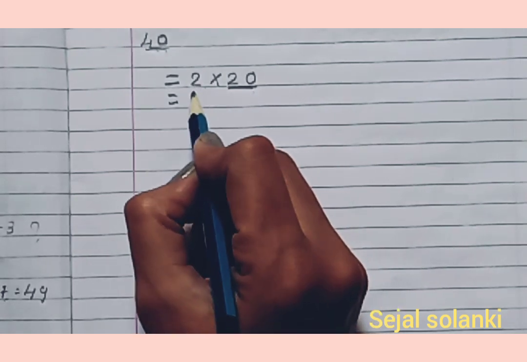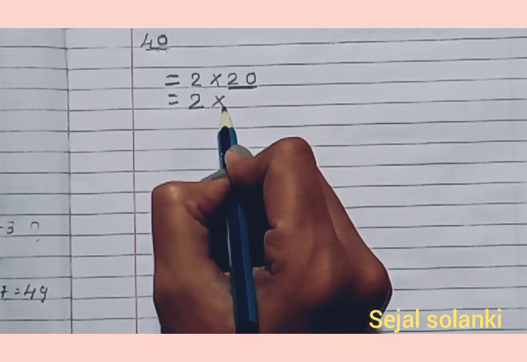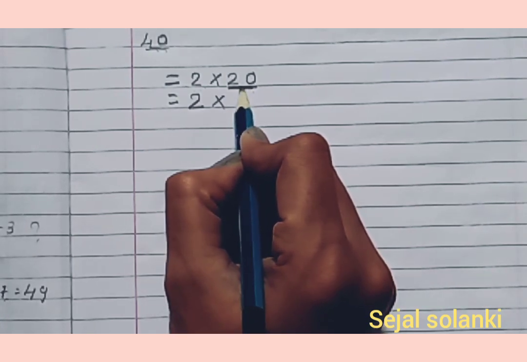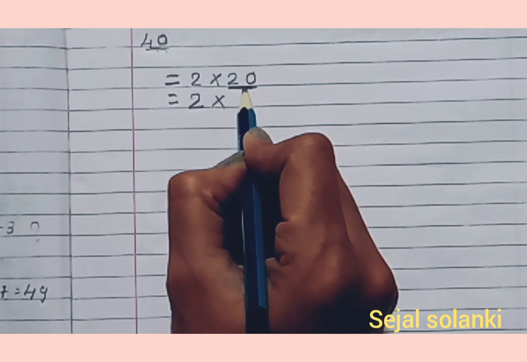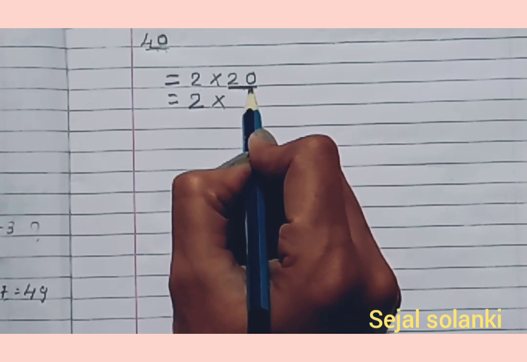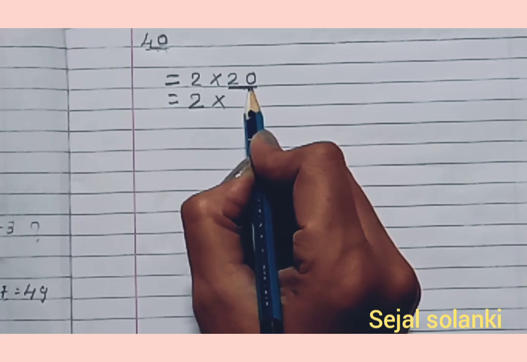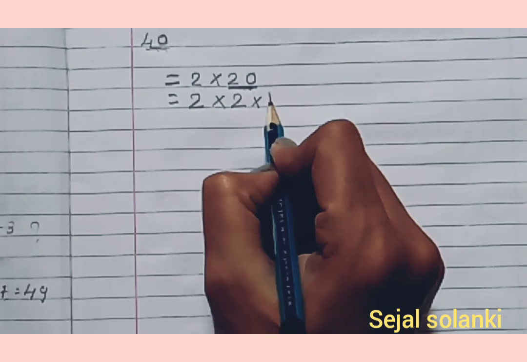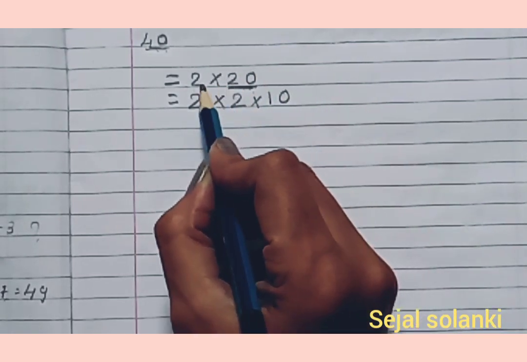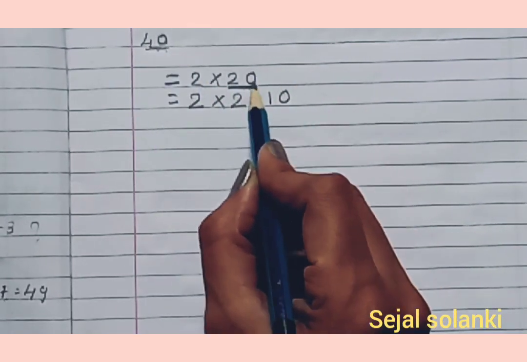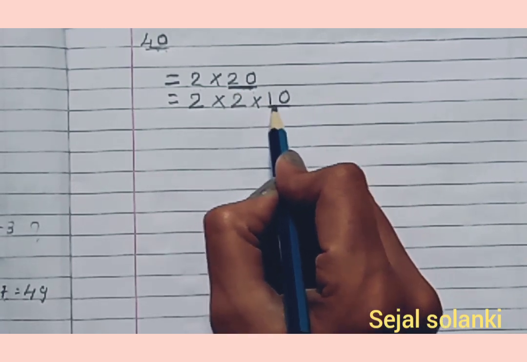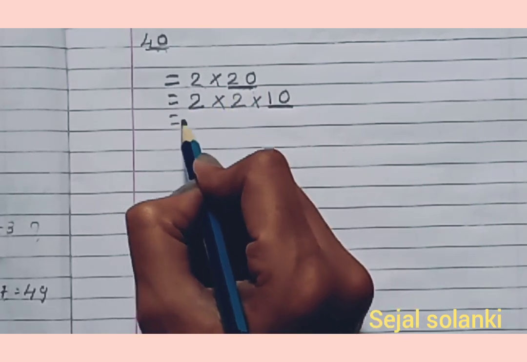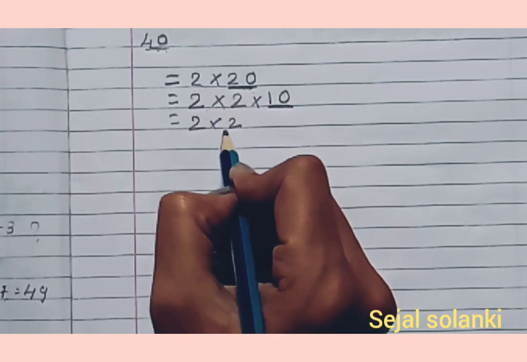And 2 we will write as it is, and once again we will break this number. Now we will check once again whether it is composite or prime. It is the composite number. And it is an even number, so it can be divided by 2, and 2 10s are 20. 10 is a composite number and 2 and 2 are prime numbers. So let's write again 2 into 2 as it is.